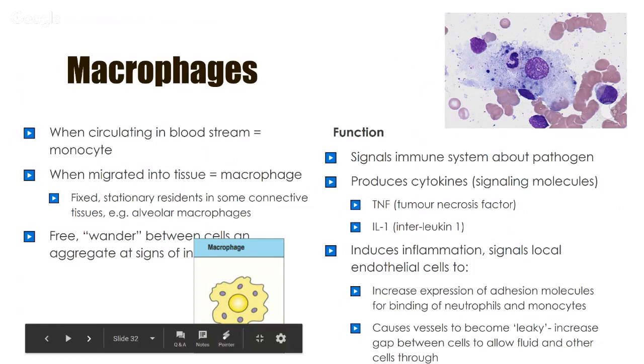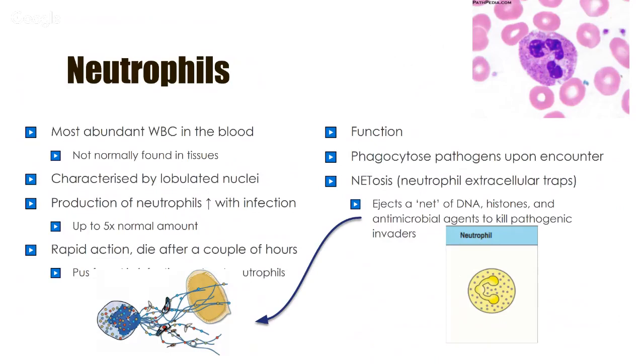Now, neutrophils. Neutrophils are the most abundant white blood cell. This is a very common question asked in exams: what's your most common white blood cell? It's your neutrophils. You would not expect to see neutrophils commonly found in tissue.